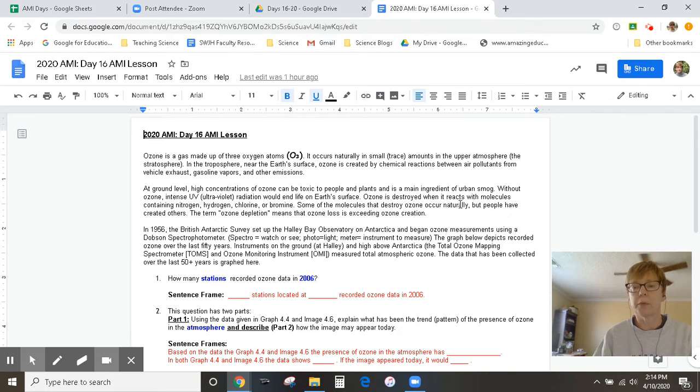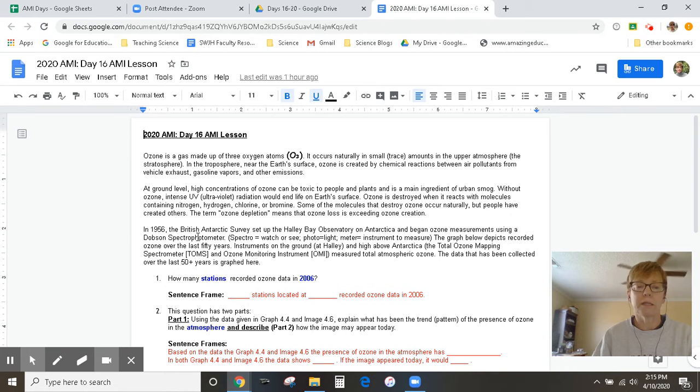Ozone is destroyed when it reacts with molecules containing nitrogen, hydrogen, chlorine, or bromine. And here, reacts means to mix with. Some of the molecules that destroy ozone occur naturally, but people have created others. The term ozone depletion means that ozone loss is exceeded or greater than ozone creation.